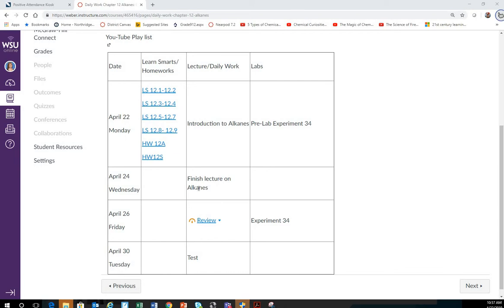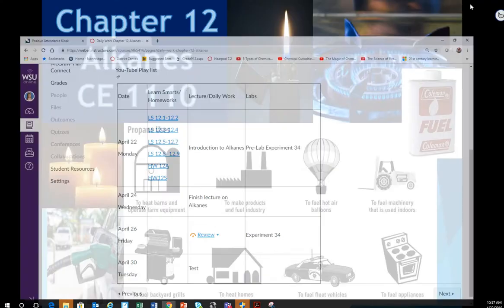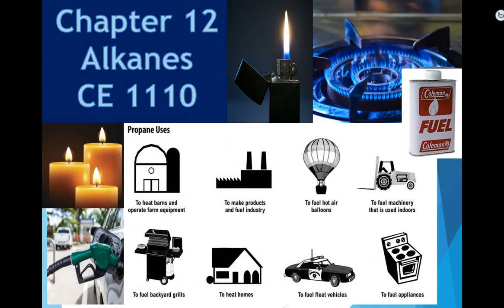Okay, next time hopefully we'll finish the lecture on alkanes. Then we have our experiment with the review and then the test. The experiment is very simple. Make sure you read through it so you know what's going on. All right, here we go.